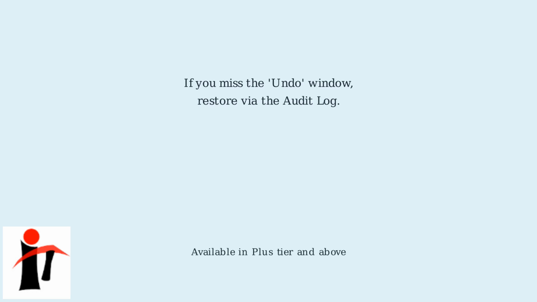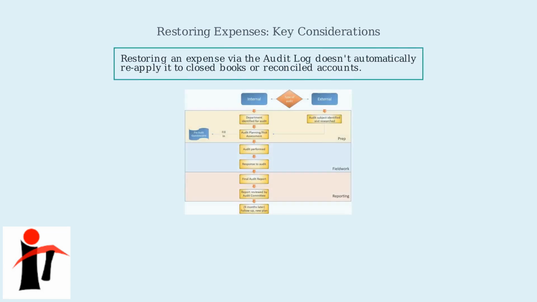Note that this feature is typically available in the Plus tier and above. Restoring an expense through the audit log doesn't automatically reapply it to closed books or reconciled accounts. This means you'll need to make manual adjustments to ensure your financial records remain accurate.